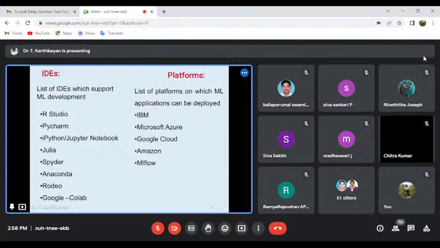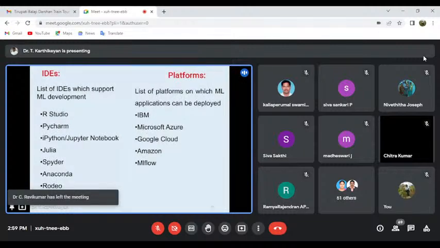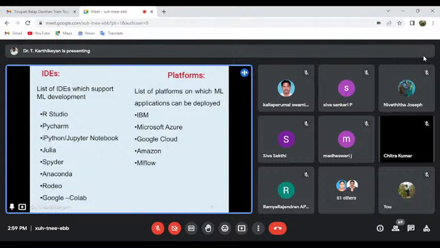It is not like we can use any one of these IDEs, or only one IDE. It is based on the application. Each IDE is specialized for, or most suitable for, a particular application. So based on the application, we have to choose which IDE is best suited for our application.